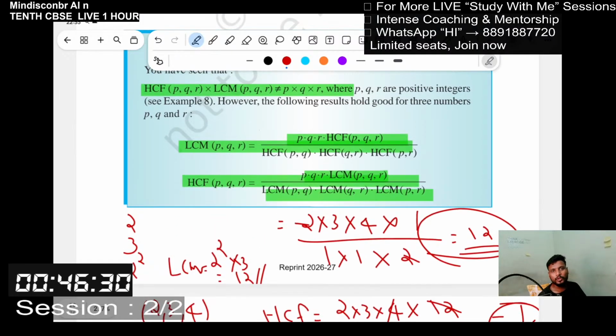So this formula you have to learn by heart. Sometimes there may be a chance that questions can be asked from this formula.